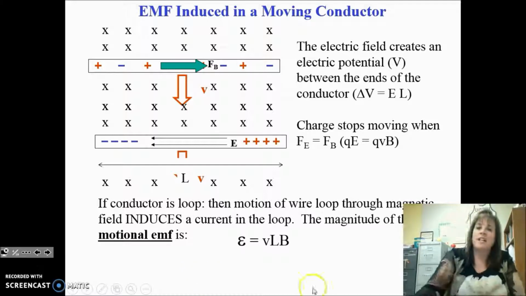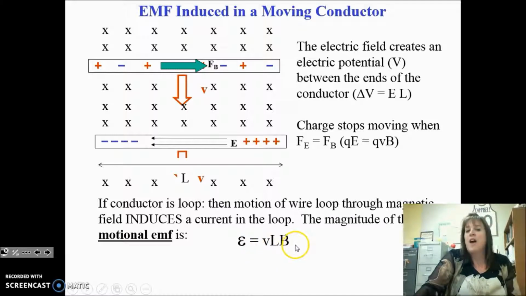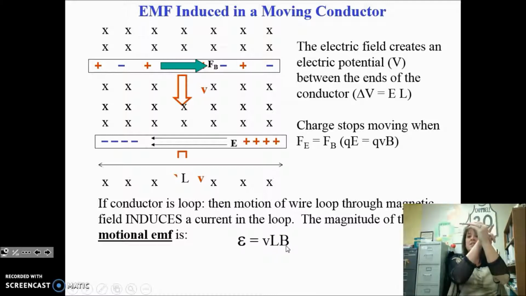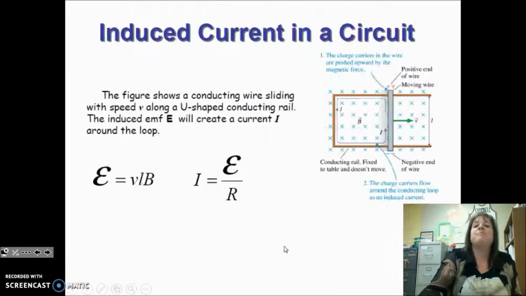Remember, EMF, that squiggly E that we have here, is also the same as voltage. So I get that the voltage that is induced in this moving rod is equal to the velocity of the rod times the length of the rod times the magnitude of the magnetic field. And then all I've got to do is hook a wire from one end to the other, and what do I have? I have current flowing.